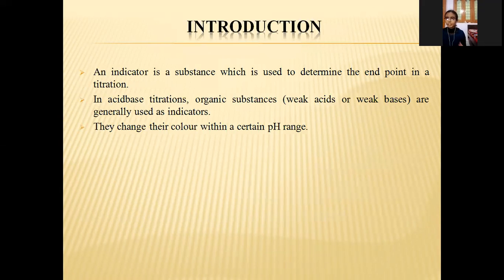So, introduction: let's see what an indicator is. An indicator is a chemical substance which is used to determine the end point. Mainly these indicators are used in the titration process, where we use the indicator in order to know the end point.